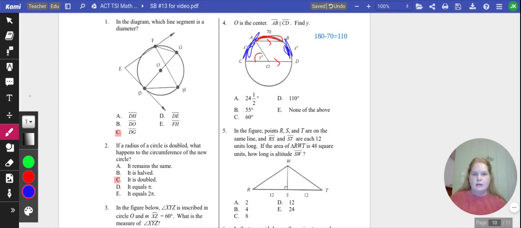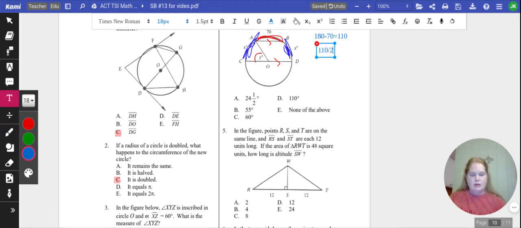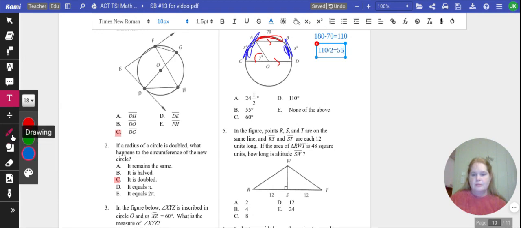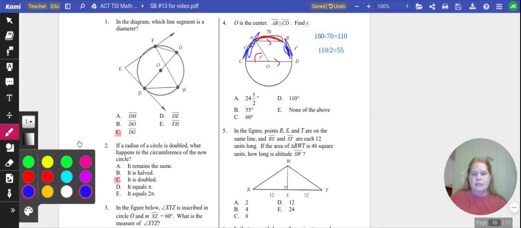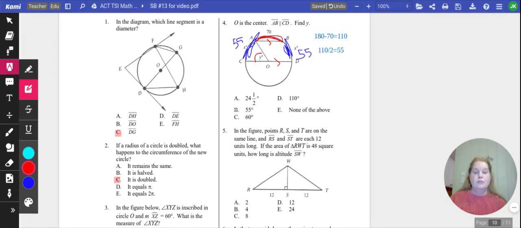I'm going to go back to this text box. Okay. 110 divided by 2 of them makes each of them 55. I'm going to label that real quick. Those little blue guys are both 55. He's a 55 degree arc, and he's a 55 degree arc. Now, this guy here is a central angle. He's equal to his arc. So my answer is also 55 degrees.